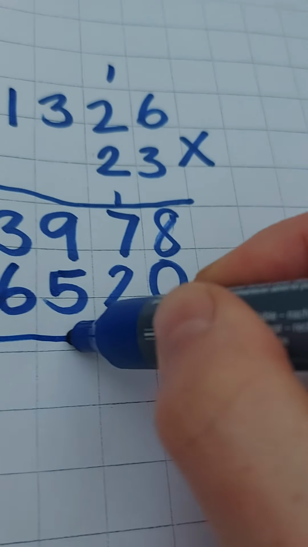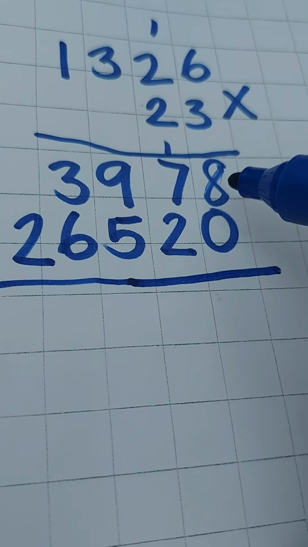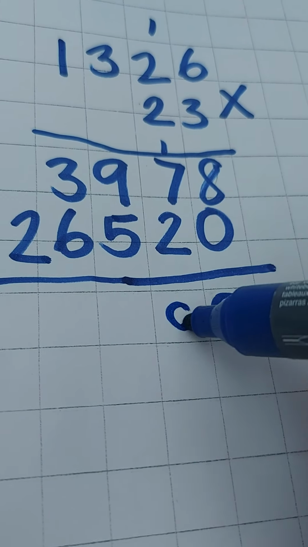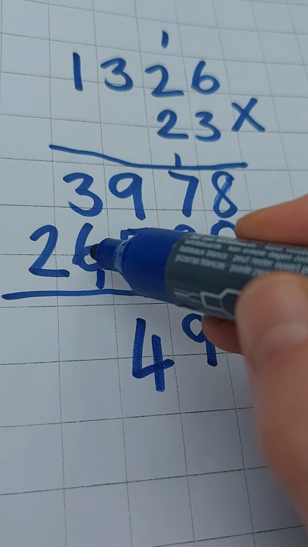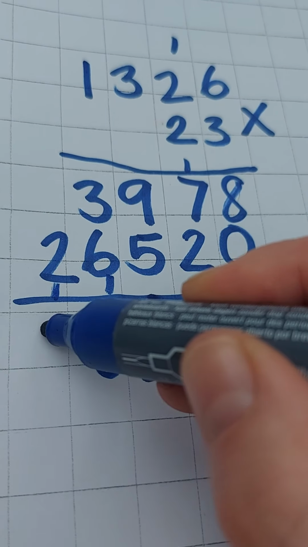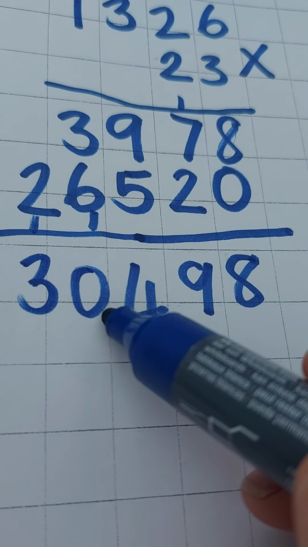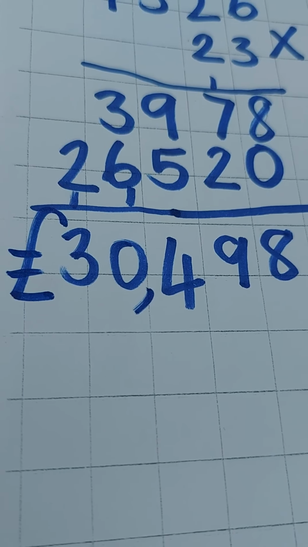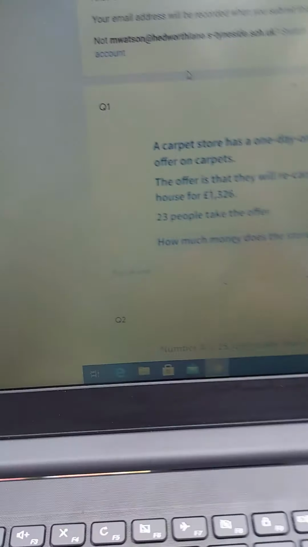Add those numbers together. And I should get my total amount of money that this carpet store have made on the deal. 8 add 0. 7 add 2. 9 add 5. 6, 7, 8, 9, 10. And 3 on the end. So if I put the comma in, count 3 numbers from the end, put the comma in. How much money is that? Well, it's £30,498. So that should get you the mark.